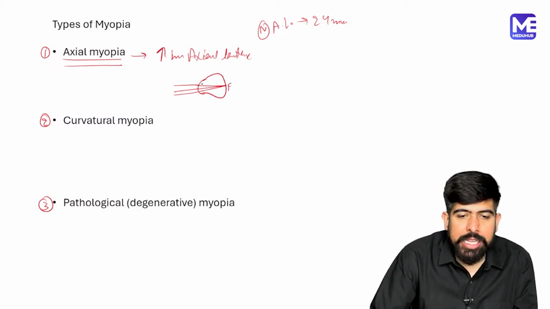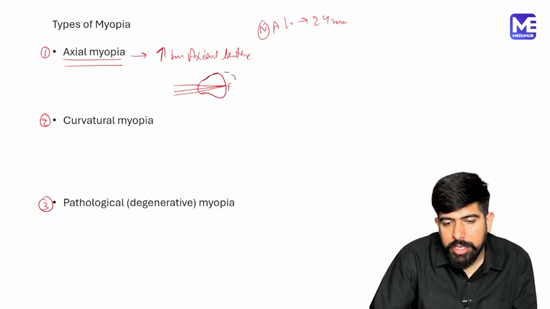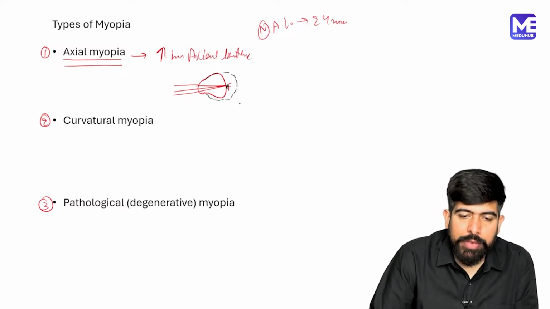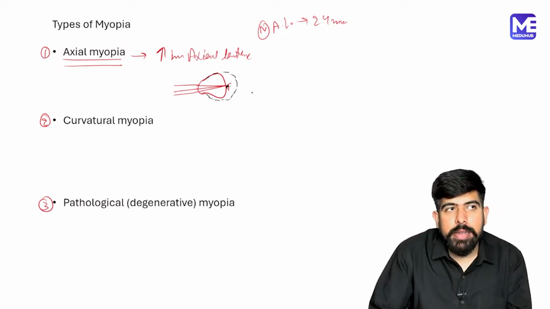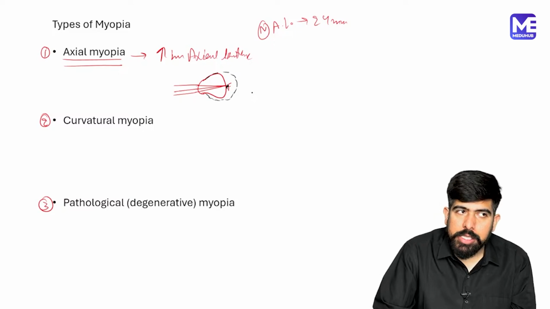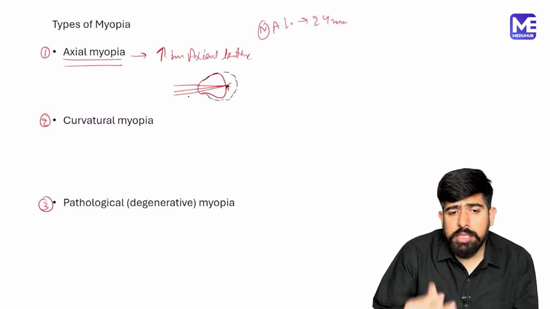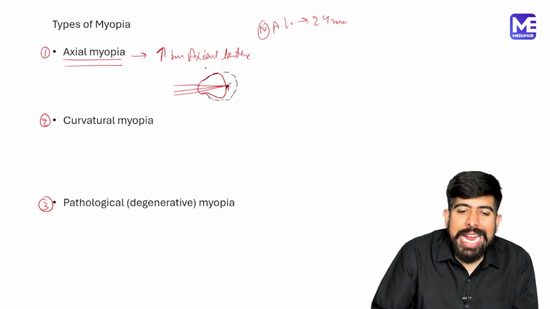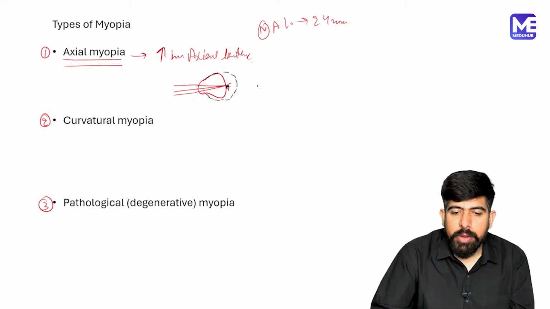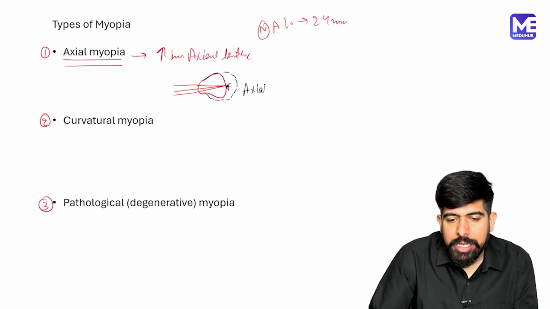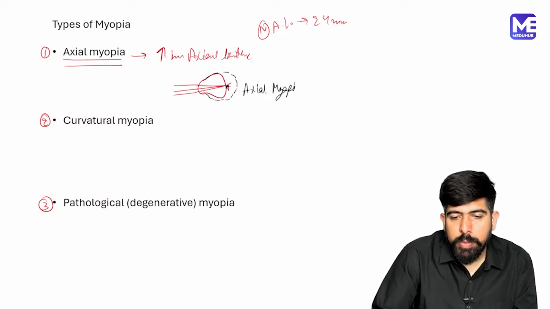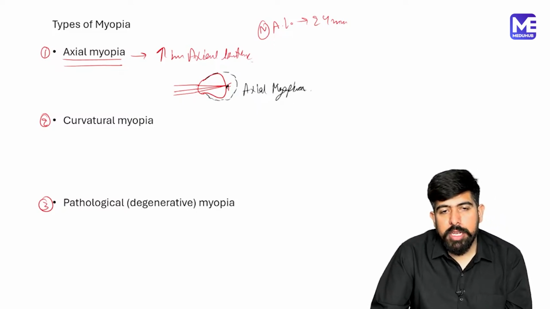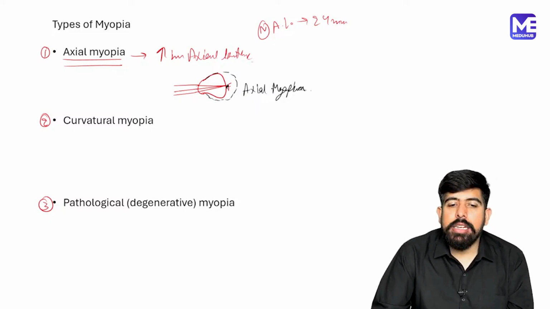If the axial length of your eye is increased, so I'm drawing with this black color, of course the focus will fall just before the retina. Where will it remain? It will remain before the retina, and this will cause your myopia. So this type of myopia is known as axial myopia. Please remember, in axial myopia, there is an increase in the axial length.